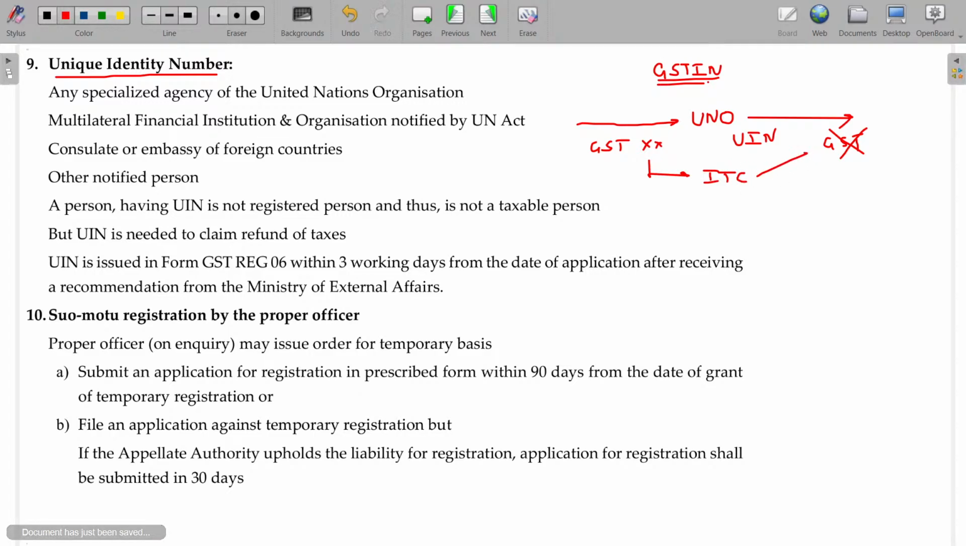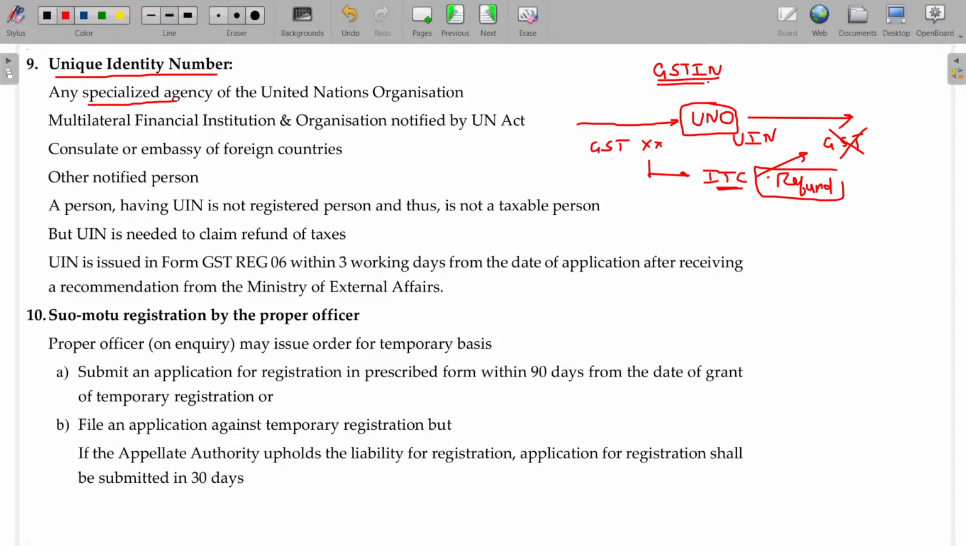So whatever ITC they have, they will be eligible for refund. For claiming the refund only, they registered. It is not general registration, it is special registration where the GST paid on purchases can be treated as ITC, and of course whatever supply they do, they don't collect any GST as there is no GST liability to pay. GST they paid is refundable directly. Then who are they? UNO agencies.